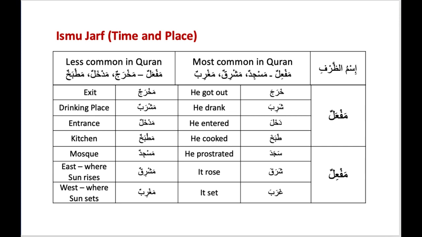Ismu zarf maf'ilun pattern: sajada, he prostrated. Masjidun, mosque. Sharaqa, it rose. Mashriqun, east, where the sun rises. Gharaba, it set. Maghribun, west, where the sun sets.